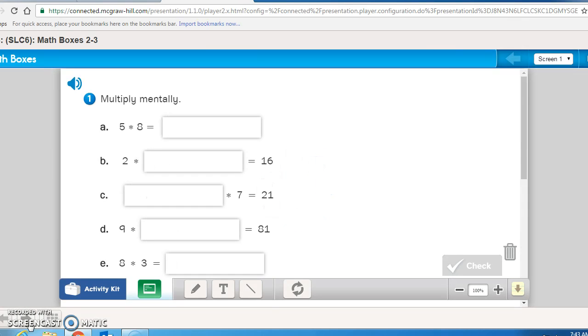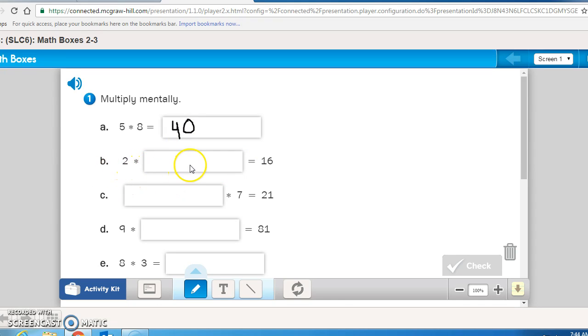So let's do these mentally. This is working up your mental ability for answering these questions. 5 times 8 equals what? If you need to get out a chart or something to help you, initially you may, but you really should be studying these so you know these answers by now. So 5 times 8 is 40. Whenever you see a blank spot, you should ask yourself what.